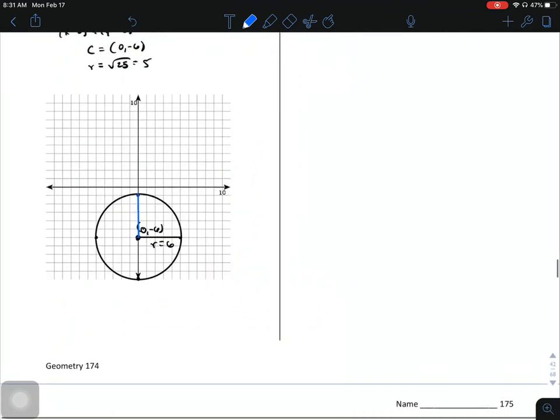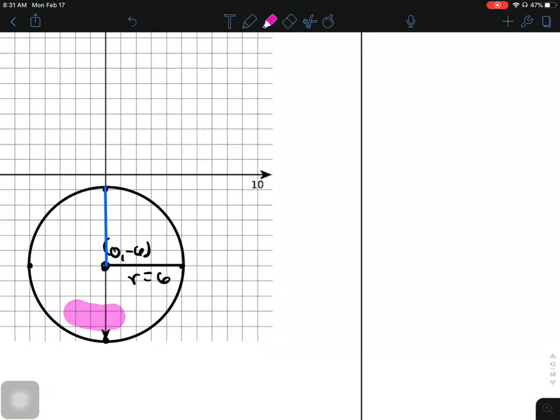That concludes the notes. Please do the homework for section 11.3. Let me just color this once again for your viewing pleasure. It's beautiful.